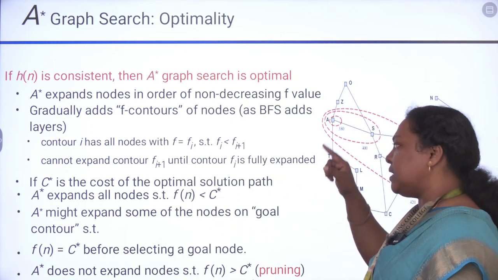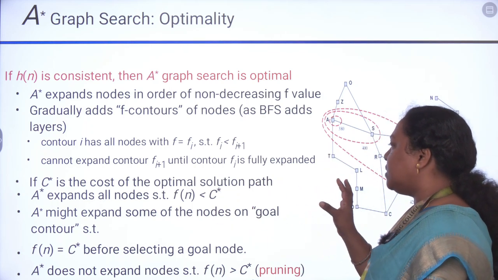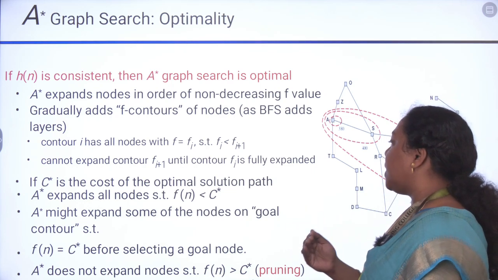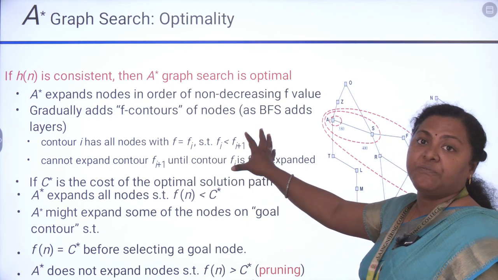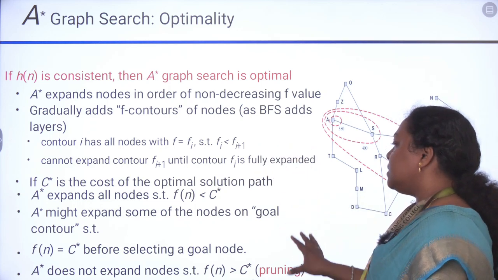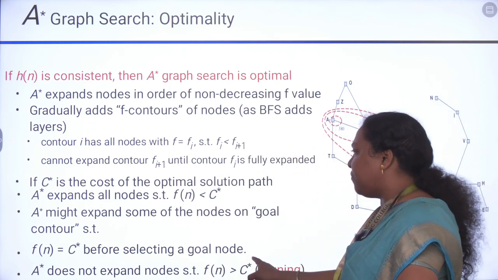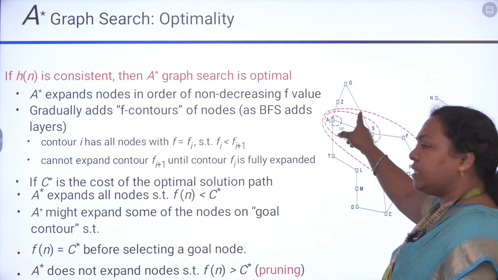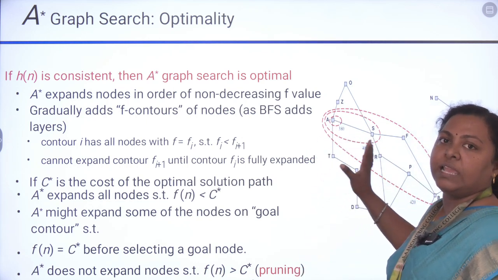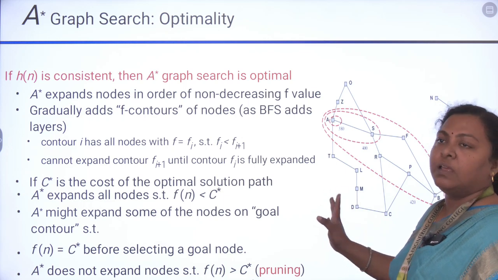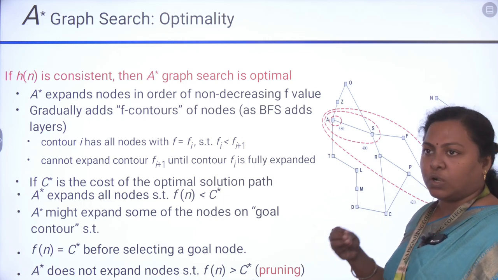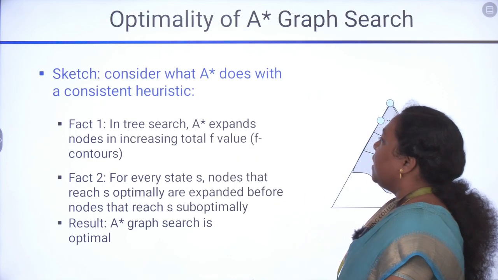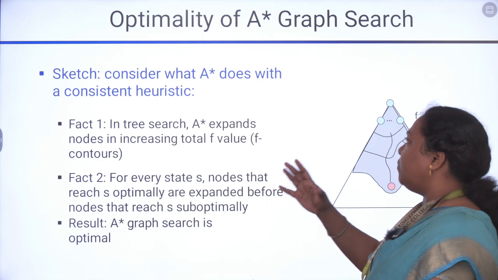If C star is the optimal solution's cost, then A star will expand all the nodes which have f less than C star. Why do we have this property? This is the result of pruning. What it says is that it is not going to unnecessarily expand the unexplored nodes, which are not having any effect at all. So this is again how we stretch it.